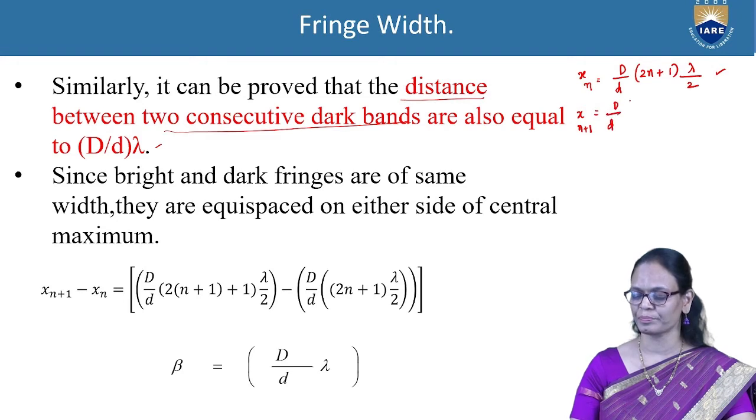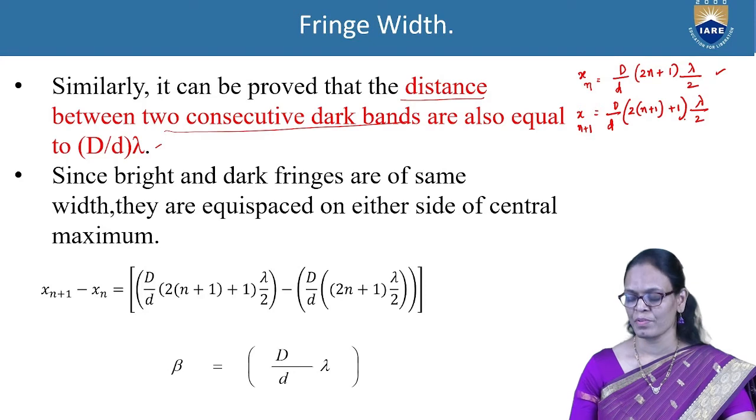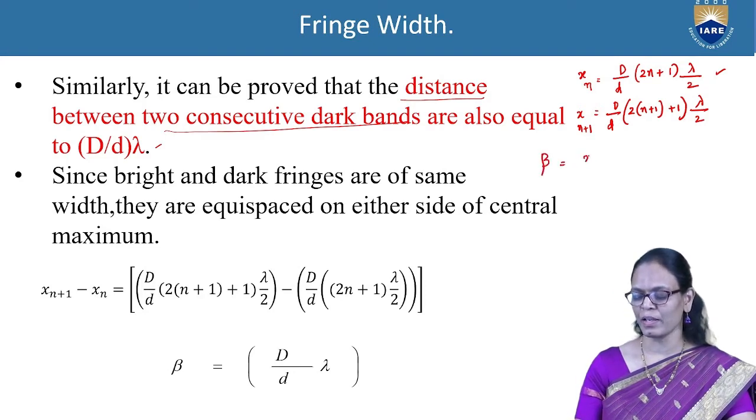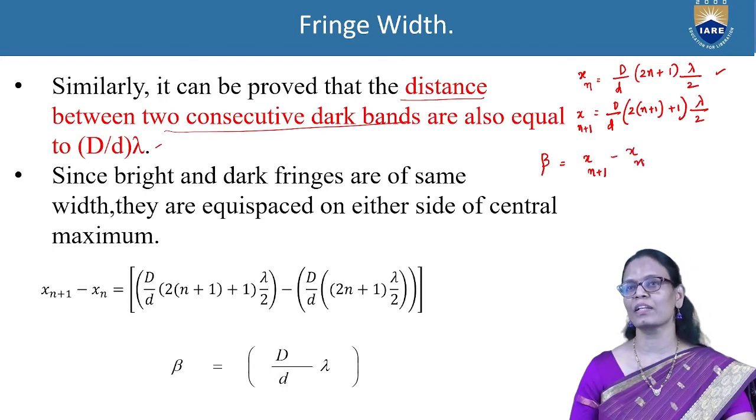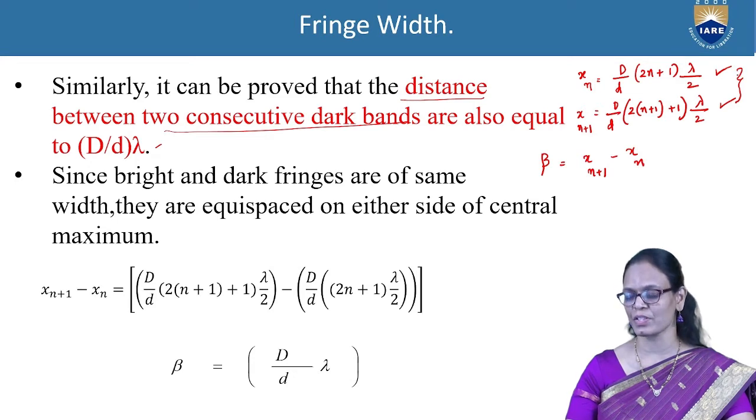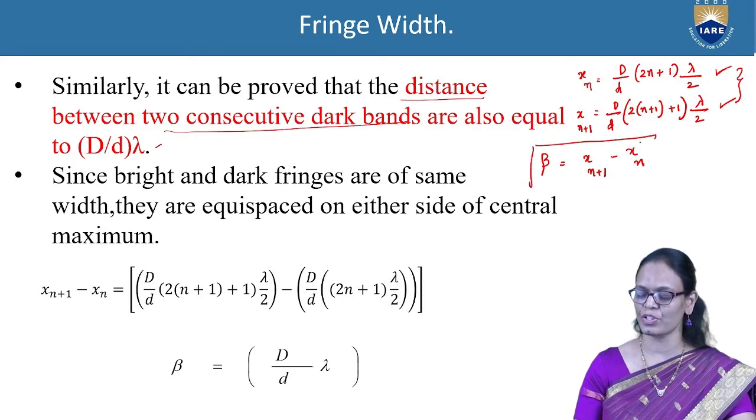What is the distance at which the (n plus 1)th dark fringe is formed? Capital D by small d into (2n plus 1 plus 1) into lambda by 2. So the fringe width beta will be given by xn plus 1 minus xn. So this is what we need to understand. We have written the distance for the nth dark fringe, and the distance for the (n plus 1)th dark fringe. If we want to find the distance between the two dark fringes, we subtract xn plus 1 minus xn. That gives us the fringe width beta.